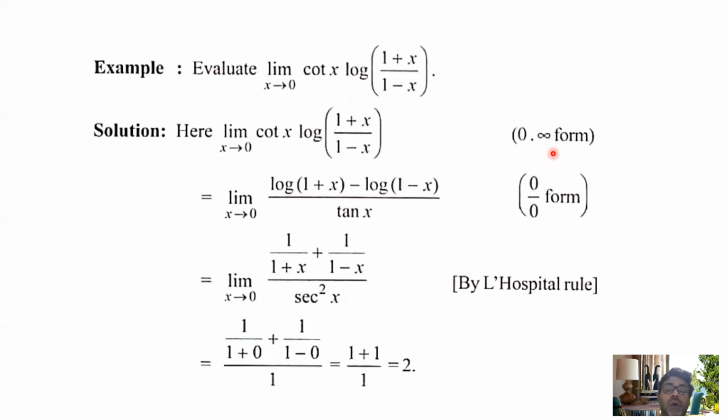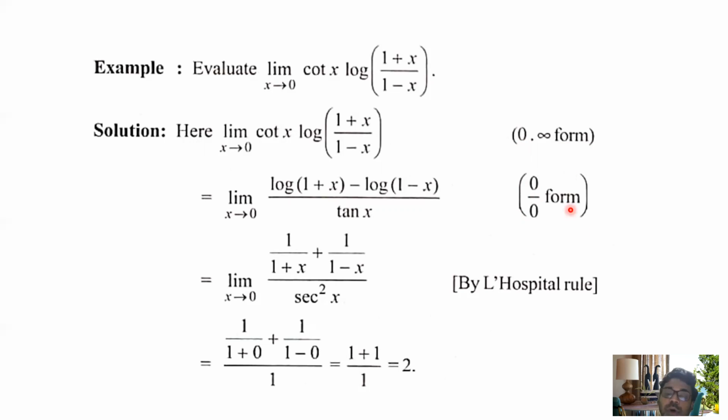So from here you have a 0 into infinity form. Then what do you do? What is our target? Our target is to reduce it to infinity by infinity or 0 by 0. So here log a by b, you may write as log a minus log b formula, and this cot x can be written as 1 by this, that is tan x. So from here it is clear that it is 0 by 0 form. So try to understand, this is our basic objective. If you have a 0 into infinity form, then you can reduce it to a 0 by 0 form.